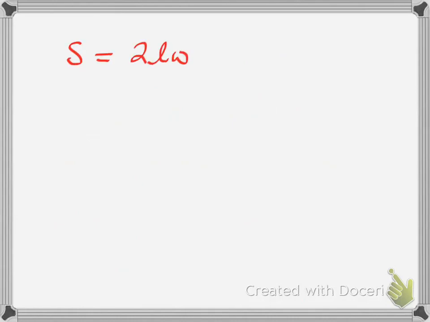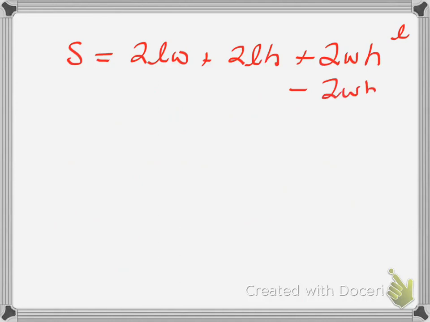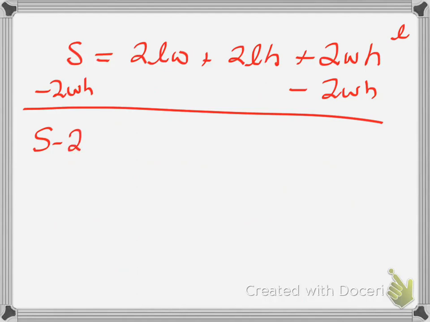2 length widths plus 2 length heights plus 2 width heights. I want you to solve for L. So right away, where is there no L? Where is there no L? Yes. WH. Okay, so I'm going to get rid of that whole thing. Subtract 2WH. S minus 2WH equals 2LW plus 2LH.